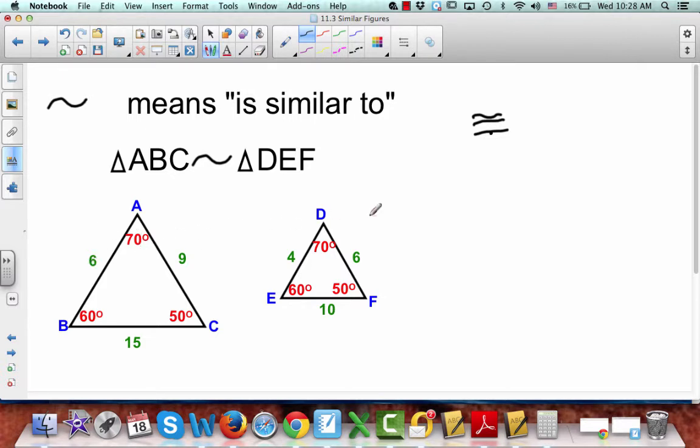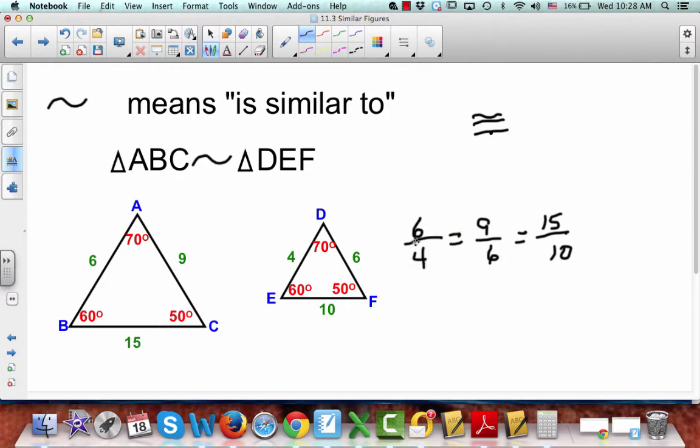Here's this left side is 6, and the left side over here is 4. Is equal to, the right side is 9, and the right side over here is 6. And finally we've got 15, and we've got 10. Now, there's a couple ways you can do this.